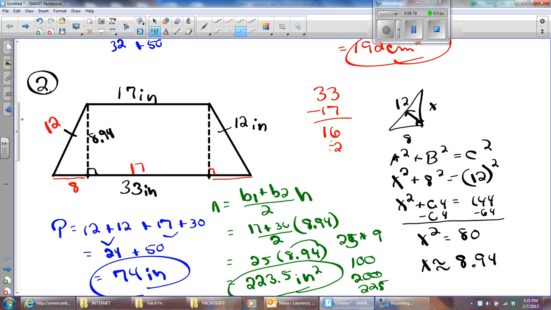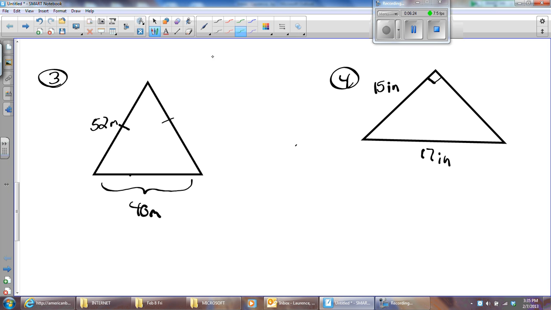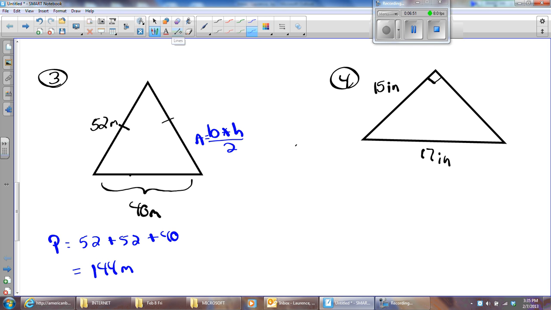So therefore I was going to be just shy of 9. Okay, let's come on down here for these triangles. First of all, the perimeter should be simple. Looks like we have a triangle that's 52 by 52 by 40, and if I add that together, I'm going to get 144 meters. Okay, to do the area, I'm going to do the base times the height, and then I will cut it in half. The problem is I don't know the height, right? Because I don't have a right angle.